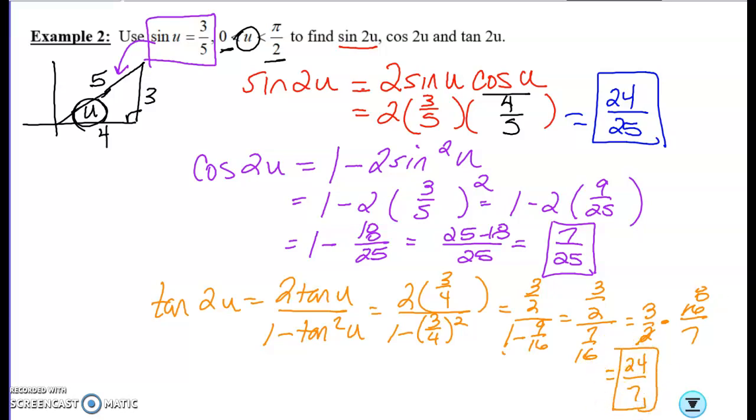And what you could have done, or you could use this as a double check, is we could have also done sine over cosine. So if you take this answer and divide it by this answer, you would see the 25s would cancel, and you would also get the tangent, which is what we have right here.